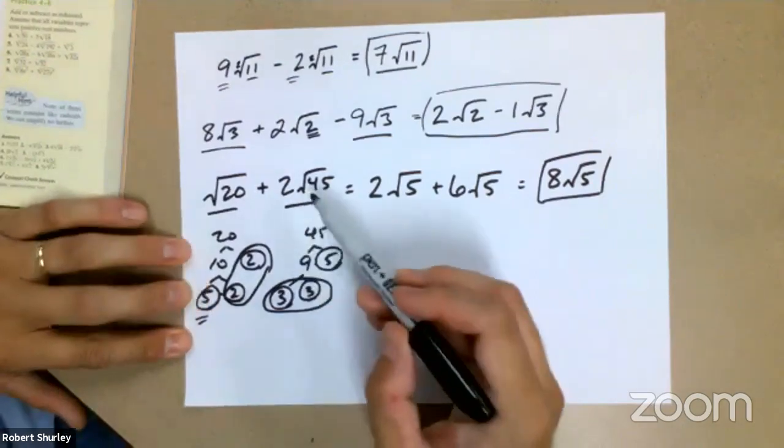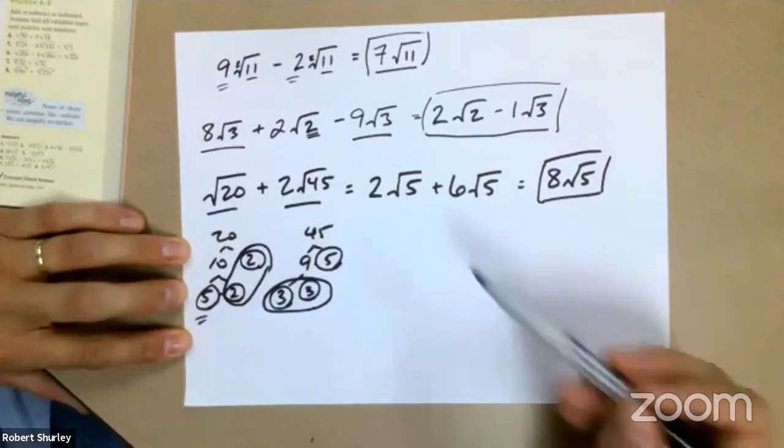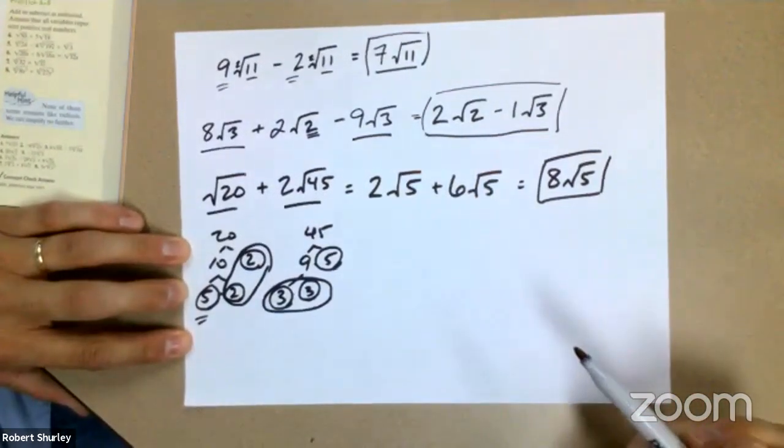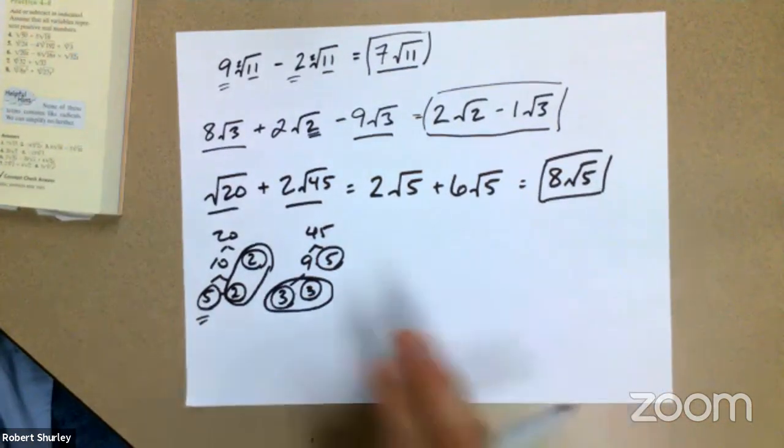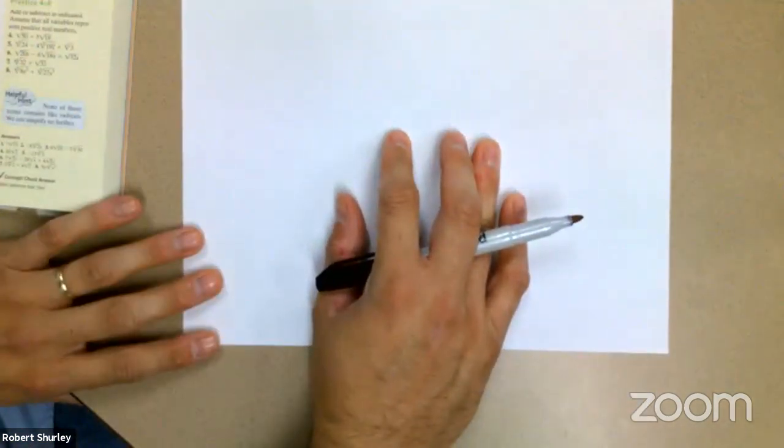Not a big deal. And notice what took long for this question was the simplifying, not the adding the like terms. And that's typically what happens. What takes longer on these questions isn't the simplifying. It's going to be adding or subtracting like terms. Okay, let's look at another.